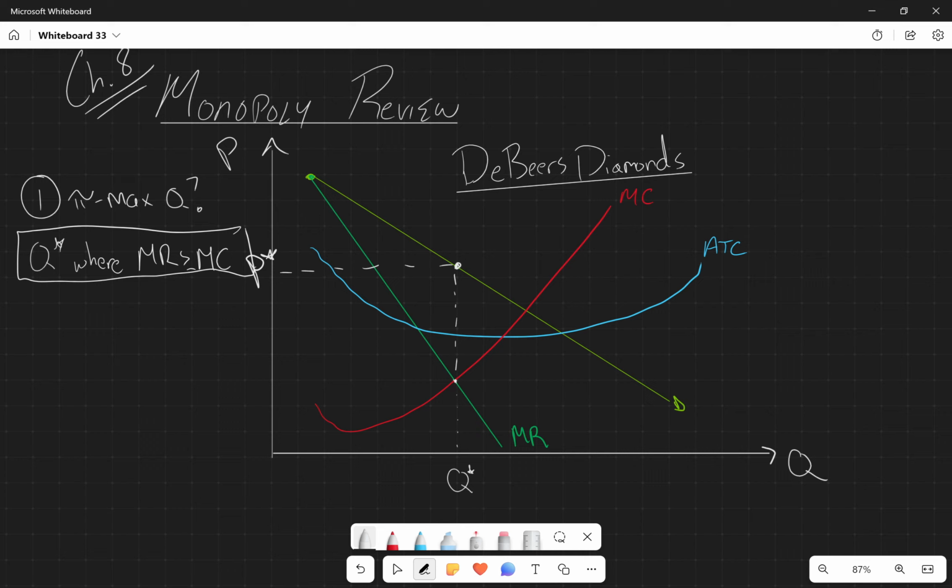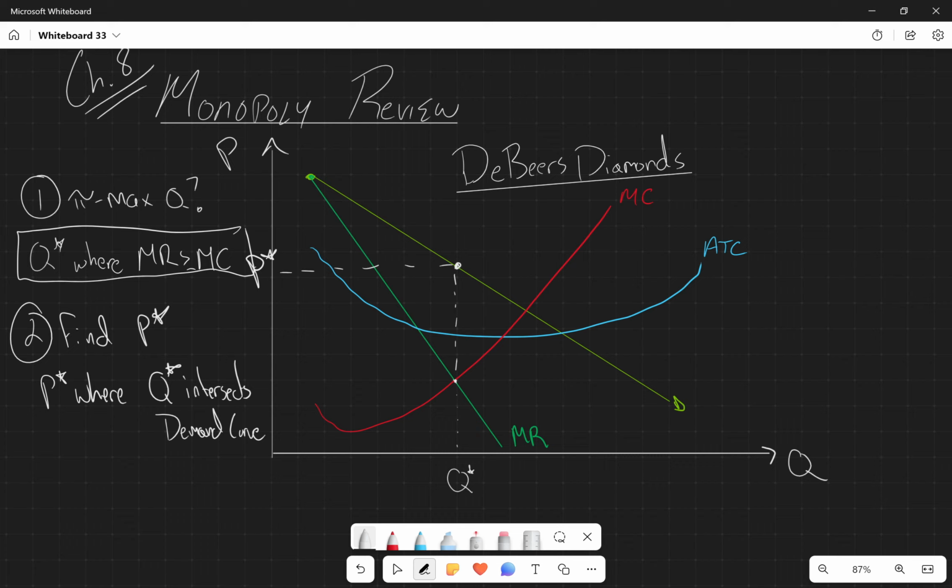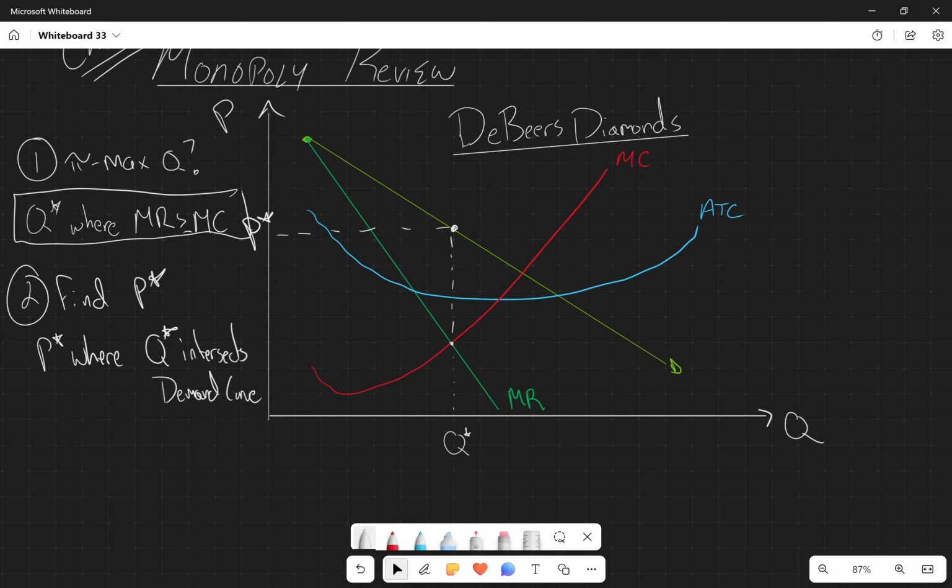So that's the second step, is find P star, and we find P star is where my Q star intersects my demand curve. Everybody with me still?